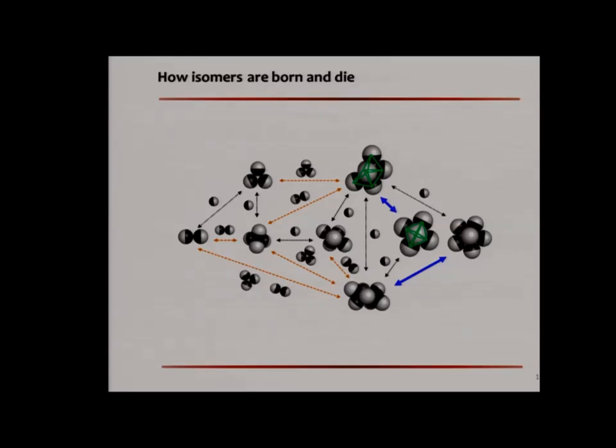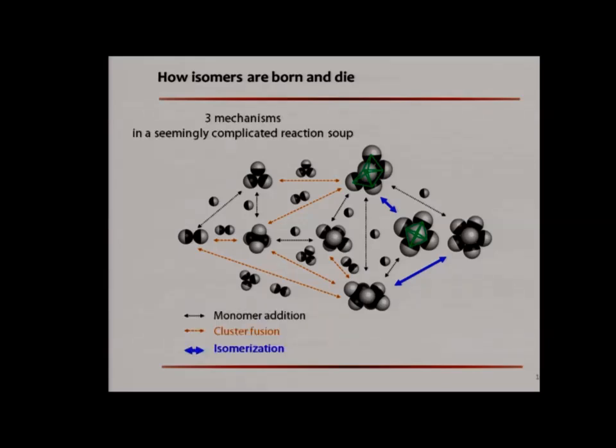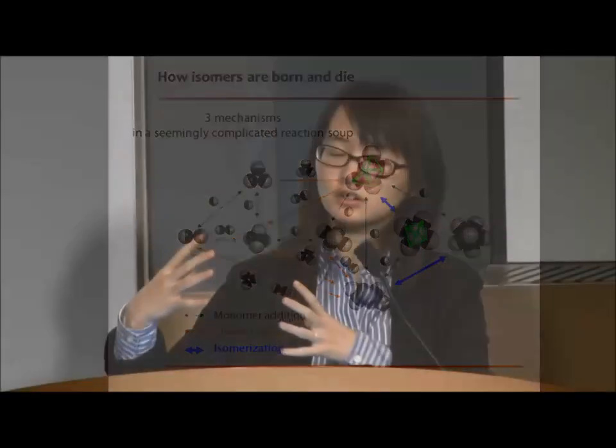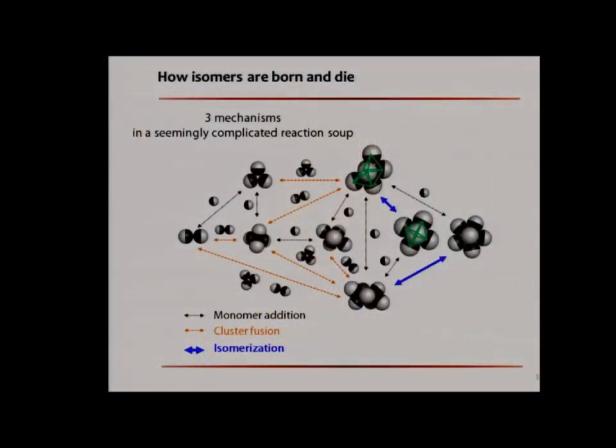But it was also during this time-consuming process that I realized we eventually only have 3 reaction mechanisms out of all the reaction pathways. Monomer addition: the addition of a single particle onto a pre-existing cluster to grow into a larger one. Cluster fusion: the fusion of 2 small clusters into a larger one. And isomerization.